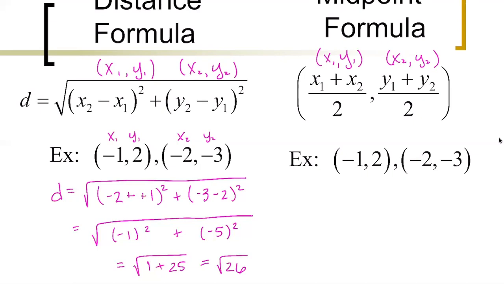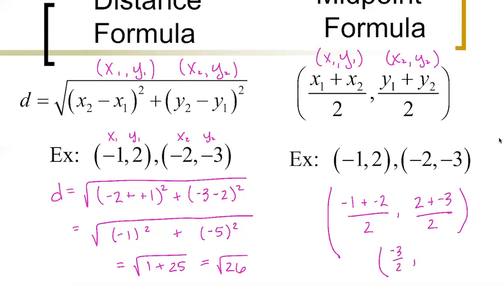The next one is just doing a midpoint. So we're going to add our x's. So we're going to take -1 plus a -2 and divide that by 2. And then add your y's and divide by 2. Now, please leave your answers in fraction form. So I'd have -3 over 2 and -1 over 2. And that would be my answer. Questions on distance formula or midpoint formula?